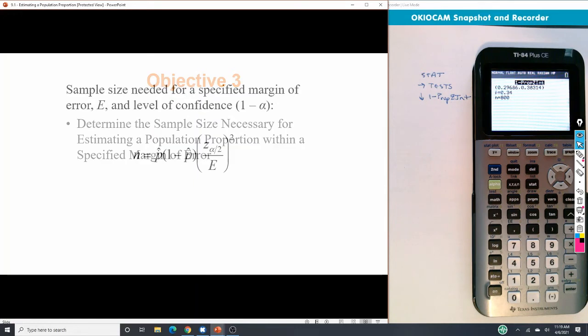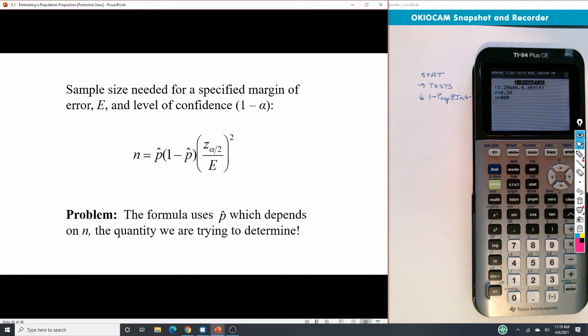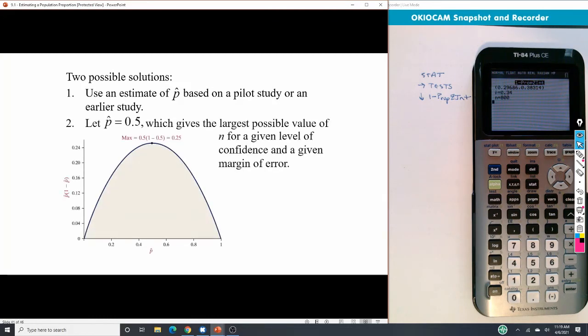All right, now what about finding the sample size that we need for a certain confidence interval? How many people do we need to be sampling in order to create that? And so this is a formula that we're going to need. n equals p hat times 1 minus p hat, times z sub alpha over 2 divided by e, our error, all squared. And you're going to have to know that formula. So it depends on our p hat on those.